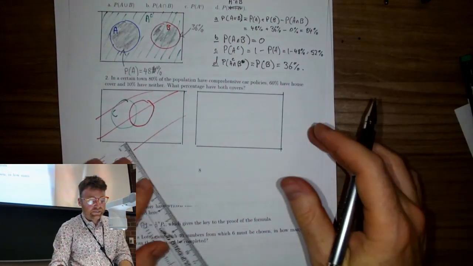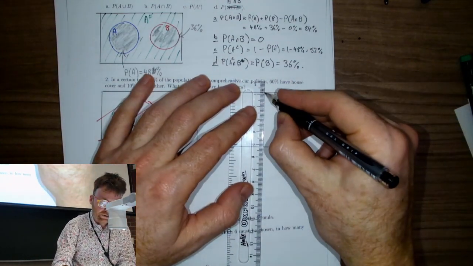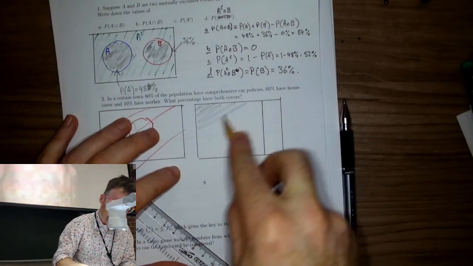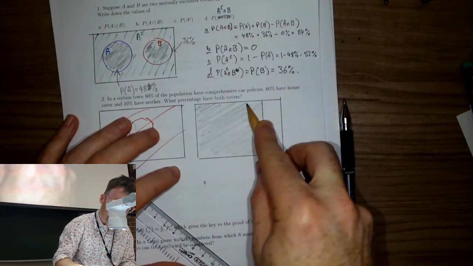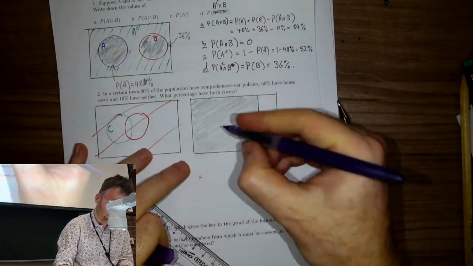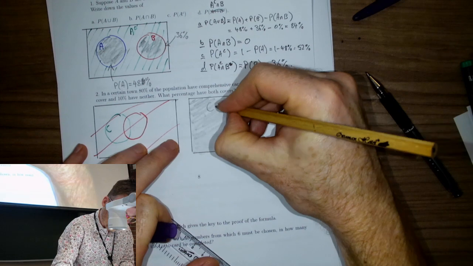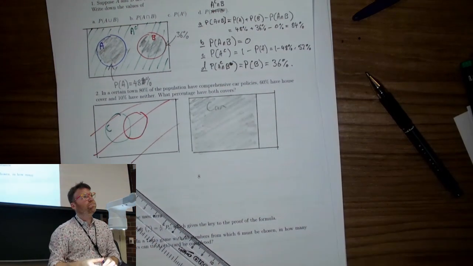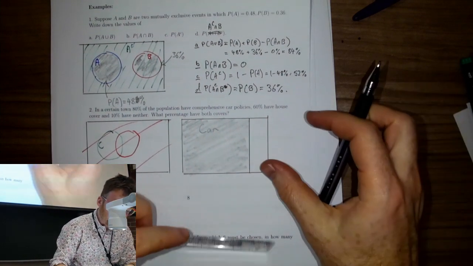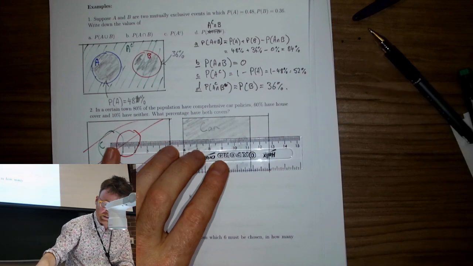Okay. Here's my box. And we're going to say 80% of the population have comprehensive car insurance. I'm going to draw it like this. This grey shaded area. This is the comprehensive car insurance. Looks like that. As a percentage of the sample space, it should take up about 80% of the space. So you can draw it like that. Just over half of them have house insurance. So I'll go just a little bit north of half. And I'll draw it like this.